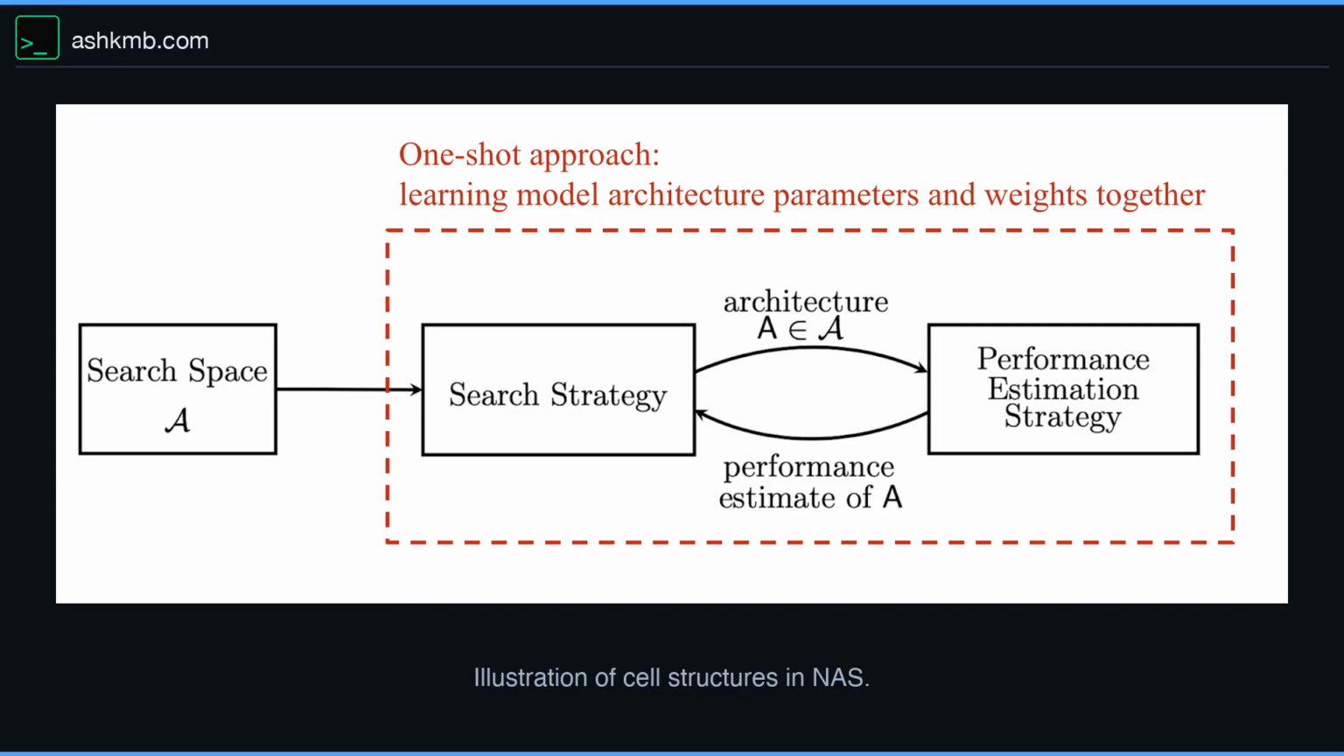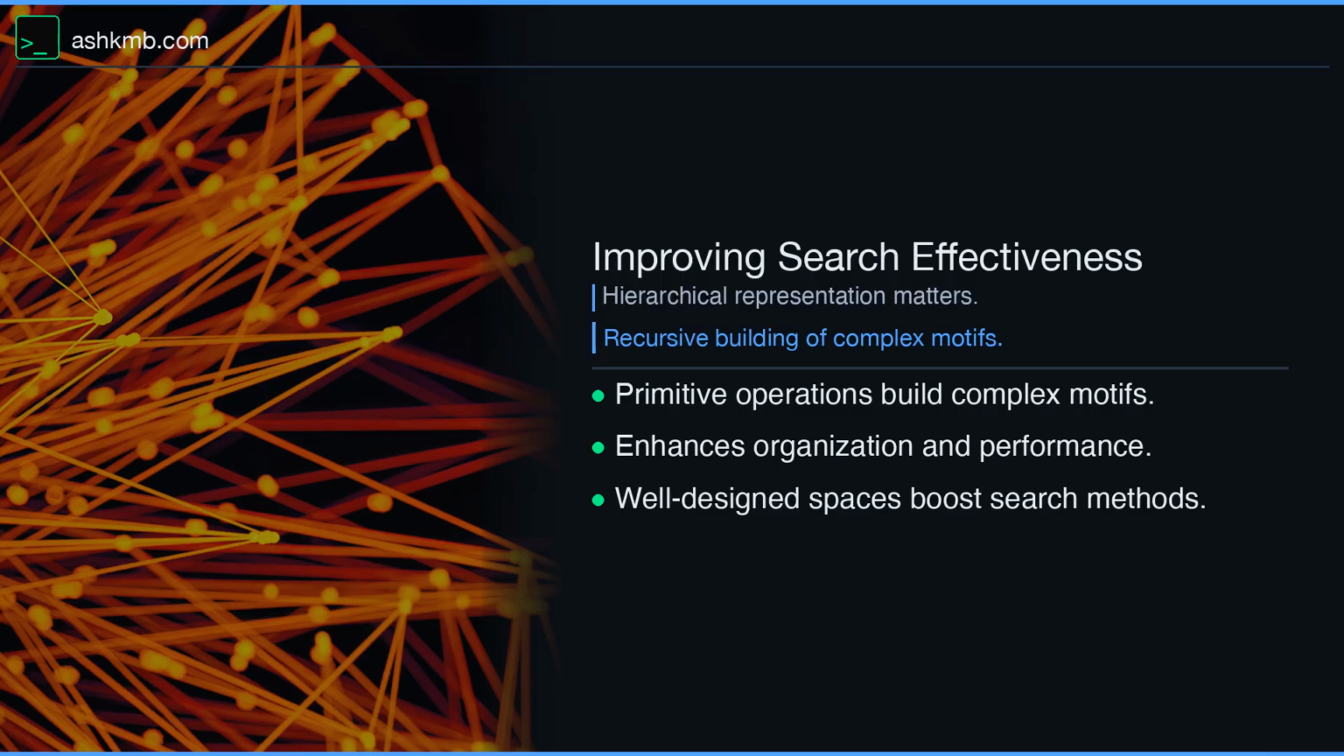The NASNet search space optimizes architectures through repeated cell structures. It utilizes normal and reduction cells, significantly shrinking the overall search space while improving transferability across datasets. Hierarchical representation improves search effectiveness.